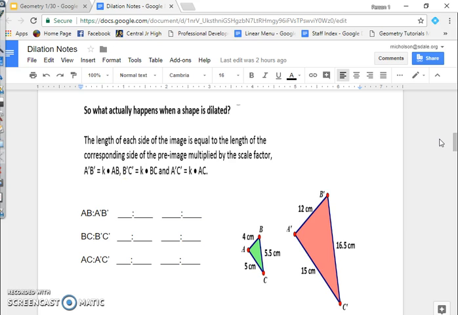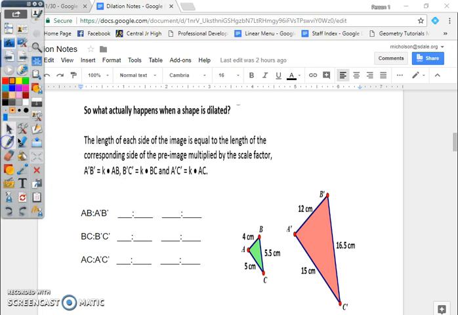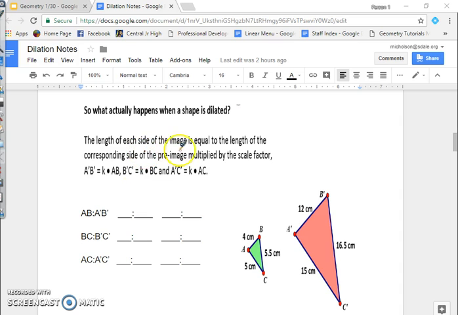So here's an example. What happens when the shape is dilated? So the length of each side is equal to the length of the corresponding side of the preimage multiplied by that scale factor. Okay? So, what was the length of AB? What's the length of A prime, B prime? What's the length of BC? What's the length of B prime, C prime? What's the length of AC? 5. What's the length of A prime, C prime?